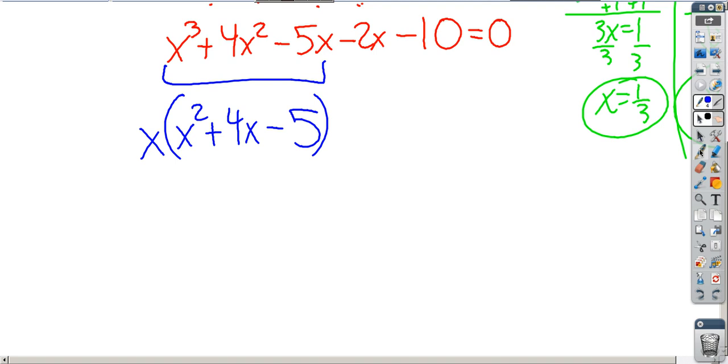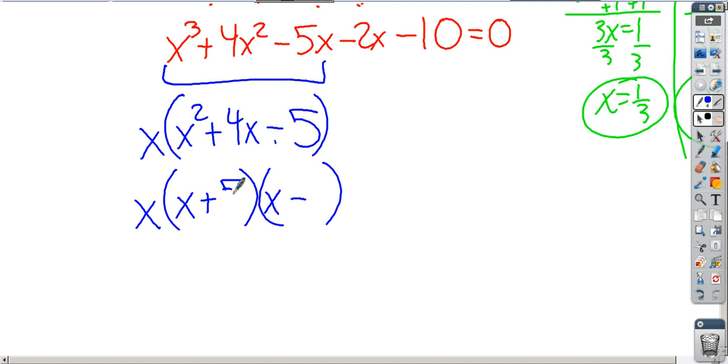If we look at it, we want numbers that multiply to negative 5 and add to positive 4. And one of them has to be positive, one has to be negative. That's the only way you get a negative right here. Positive 5 and negative 1, that would work. So that is now completely factored.